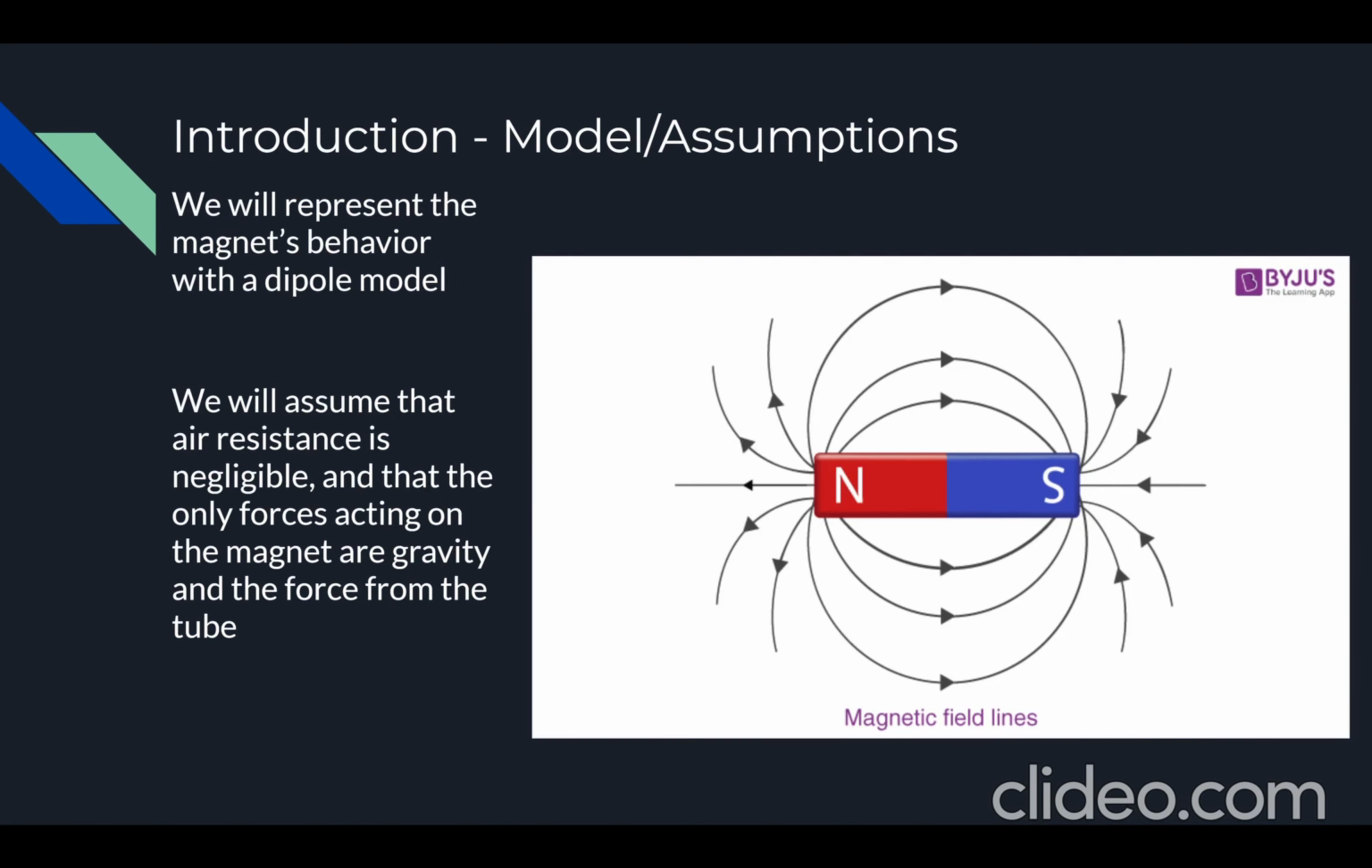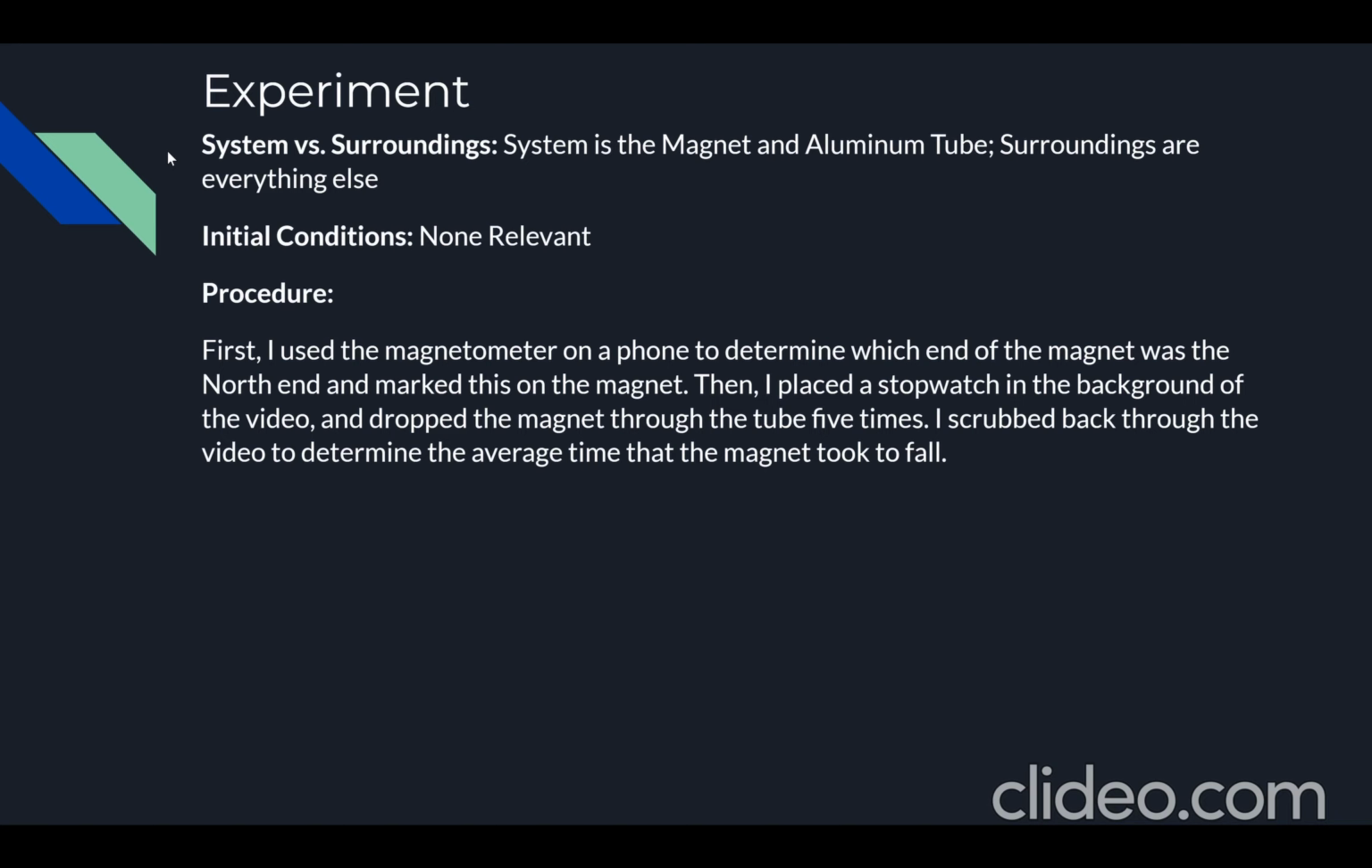So we are going to represent the magnet's behavior with a dipole model because it is essentially a magnetic dipole in real life. The only big assumption is essentially that there is no air resistance. There's no unexpected force. So the system is the magnet and the aluminum tube, and the surroundings are everything else. There are no really relevant initial conditions other than initial velocity equals 0, I guess.